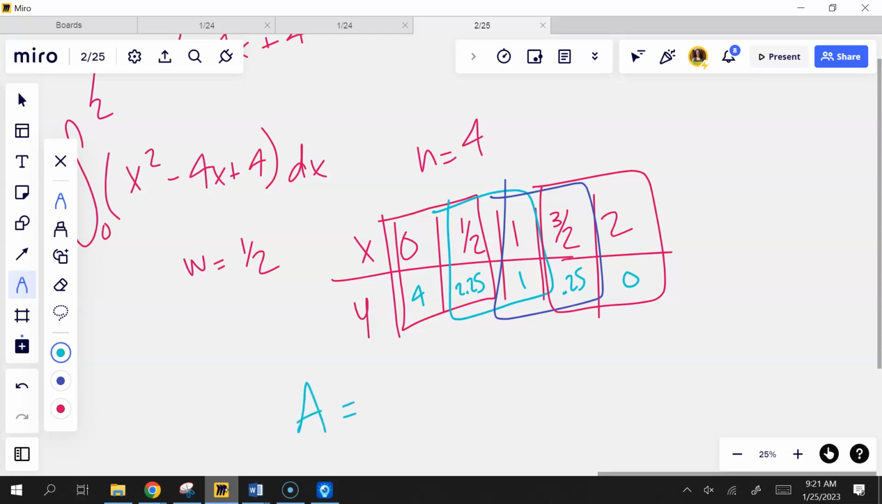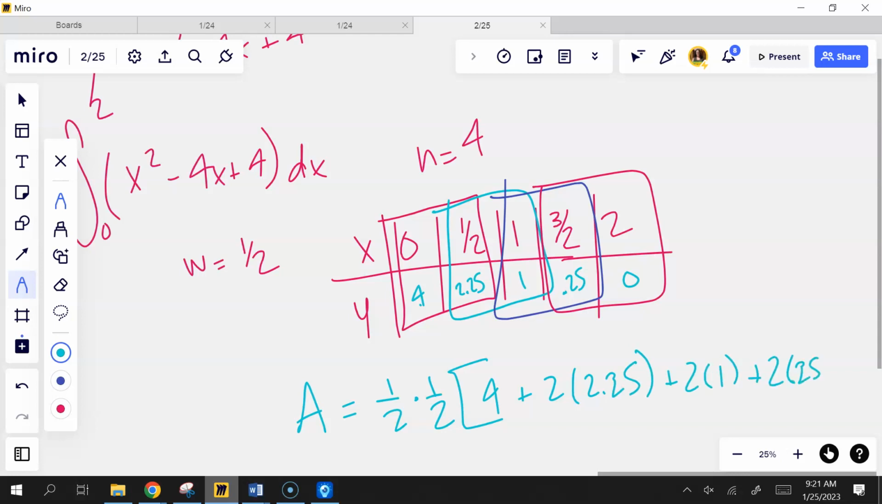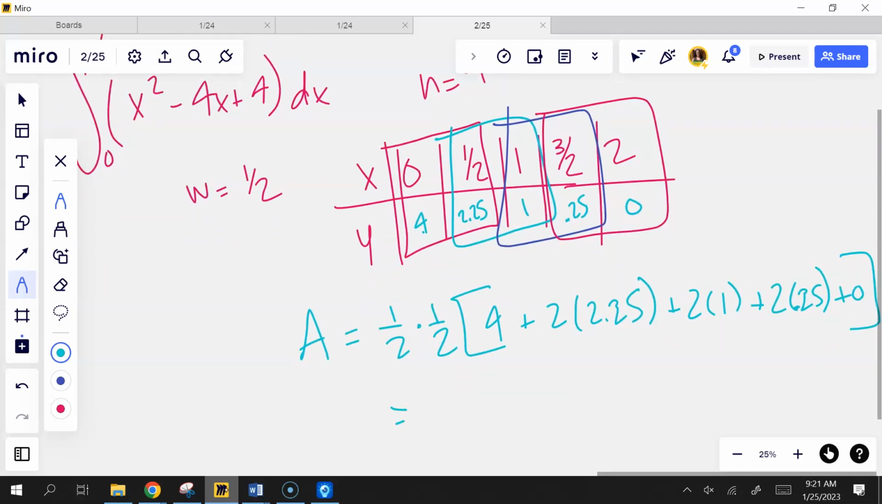Now the area using trap rule, remember, it's 1/2 times that width, times the heights. So a half times a half, and then I multiply by the first, twice all the ones in the middle, and the end. If you do all that, you should get 2.75. And if you run it on the calculator, you should get 2.275, if you just run trap rule on that one.